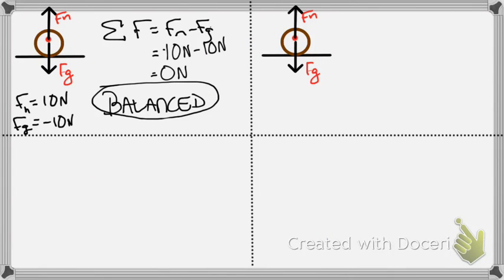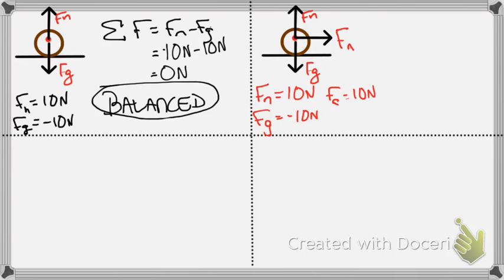Okay, here's the second example. Notice I've taken the first one and put it up in the other corner, and I've redrawn it a little bit. Same situation: we have a rock sitting on a surface. It is given a push to the right. We're going to call this an applied force. We're using the same numbers as earlier. Normal force is 10 newtons. Gravitational force is negative 10 newtons going down. And our applied force to the right is 10 newtons.